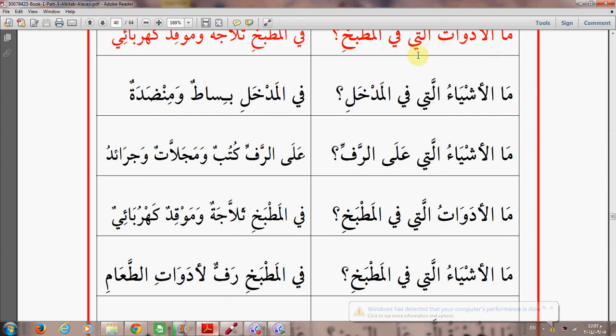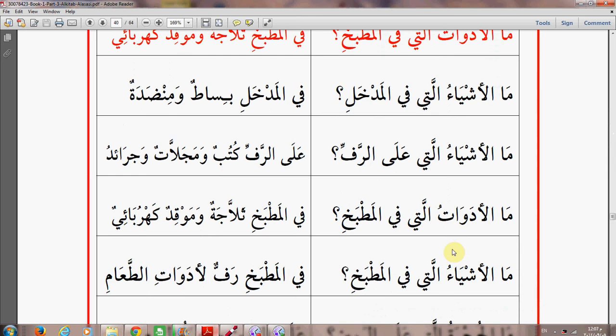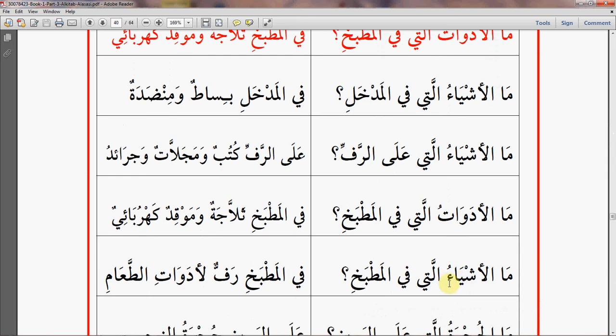Dishes, pots, these are أدوات. But الأشياء, anything you can find in the kitchen, even if it is a chair, you will find it, this is called أشياء. Fridge, carpet, oven, picture even on the wall. This is one of the things that maybe you will find in the kitchen. Okay, the things in general.